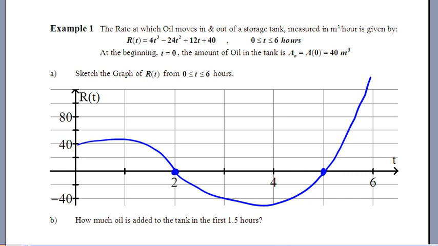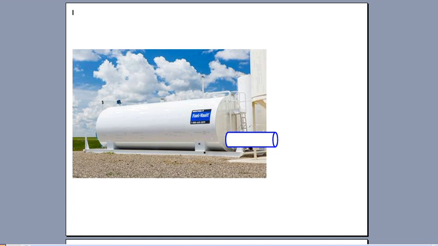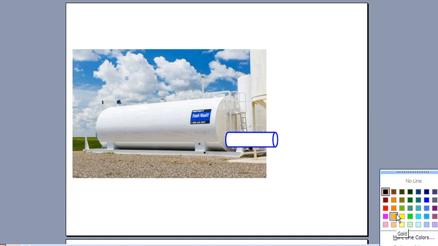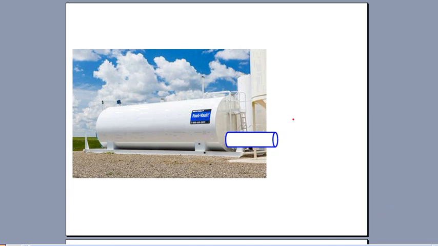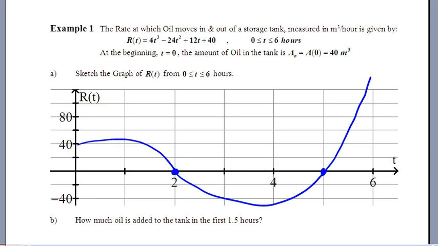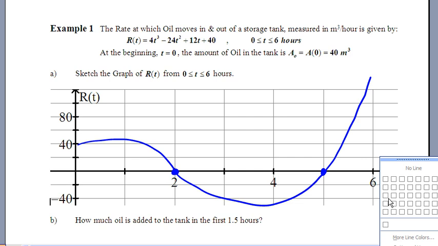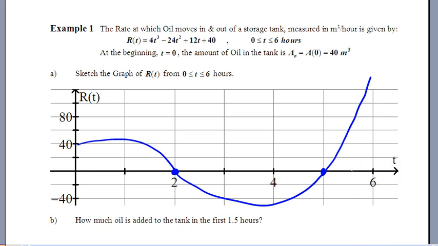So thinking about this R, this rate, in terms of the in and the out, if you've got a positive value for R, then that means that you're actually filling the tank up. But if you've got a negative value for R, then that means we're actually going to be draining the tank, taking material out of the tank. So it looks like all in this section in here, during this whole time in here, we're actually filling it up.